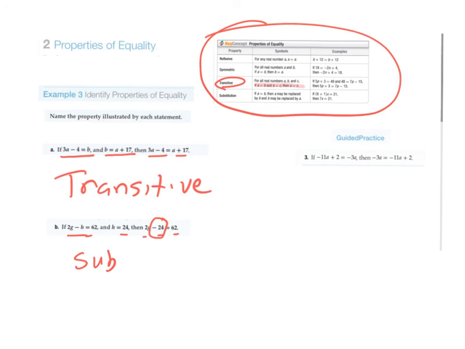Last one, let's look at our equation. We have negative 11a plus 2 equals negative 3a. And then it says negative 3a equals the exact same thing. And all we did was switch the order. So in this is in the sense the symmetric property. And so all you want to do is look at your equation and see what's happening to it, and then look at the 4 different types.